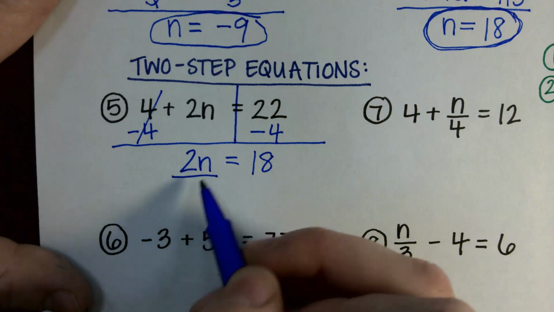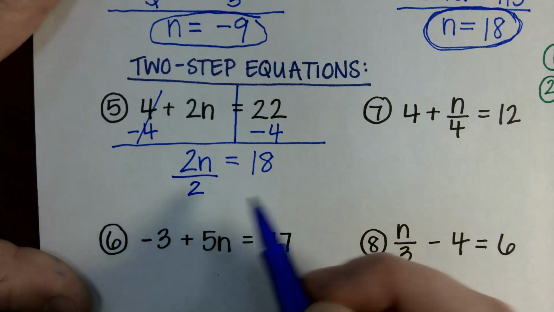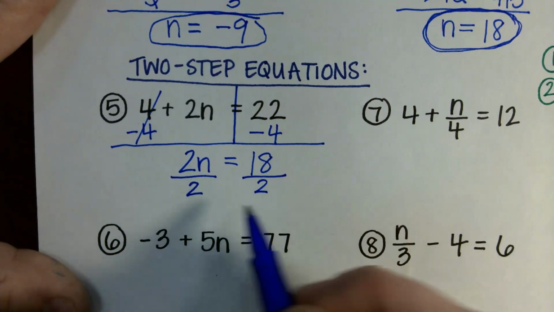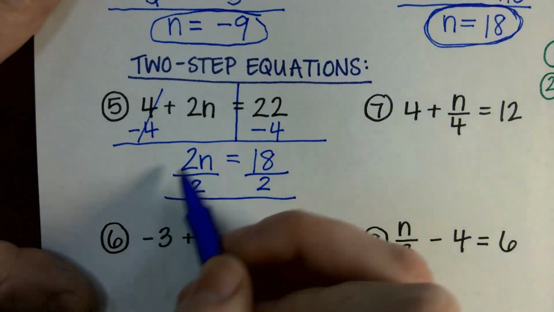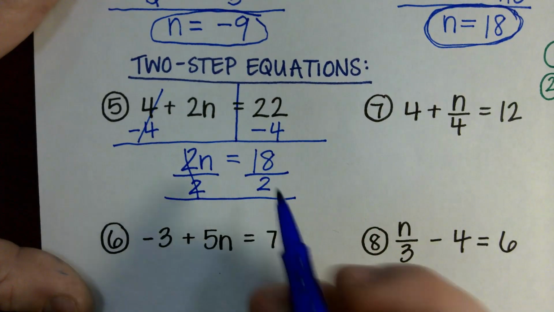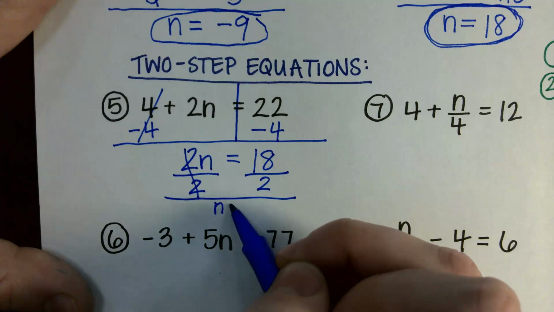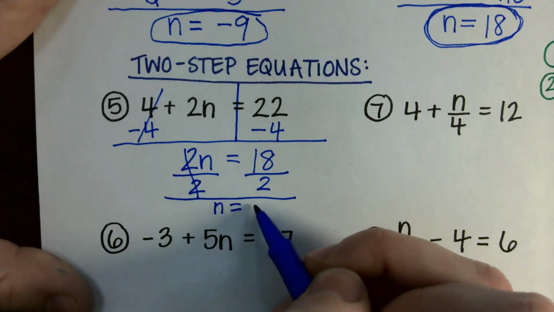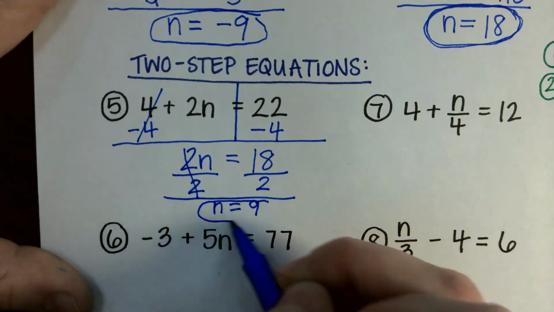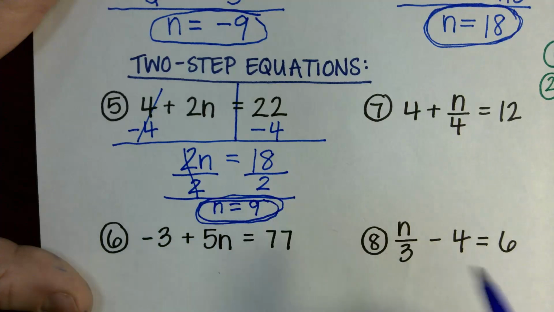Divide. Good. We have 2n, which means 2 times n. So to get rid of multiplication, we divide. My 2's cancel. I'm left with n equals, what's 18 divided by 2? It is 9. Good job. Any questions on 5? How we get 9?